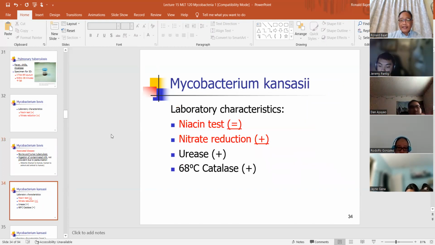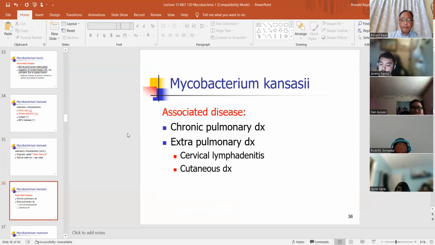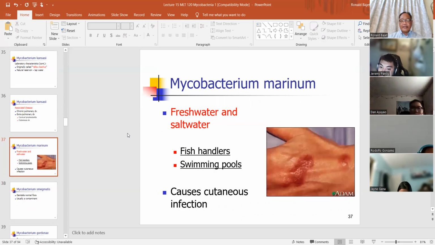The next one is Mycobacterium kansasii. Again, niacin test negative, nitrate positive, urease positive, and catalase positive at 68 degrees. But it's niacin test negative. Remember, reserve the niacin test for Mycobacterium tuberculosis. Kansasii has another name. It's called the yellow bacillus, probably because of the yellow colonies that it grows from incubation. Natural reservoirs: tap water. Associated disease: chronic pulmonary disease, extrapulmonary disease, cervical lymphadenitis, and cutaneous disease.